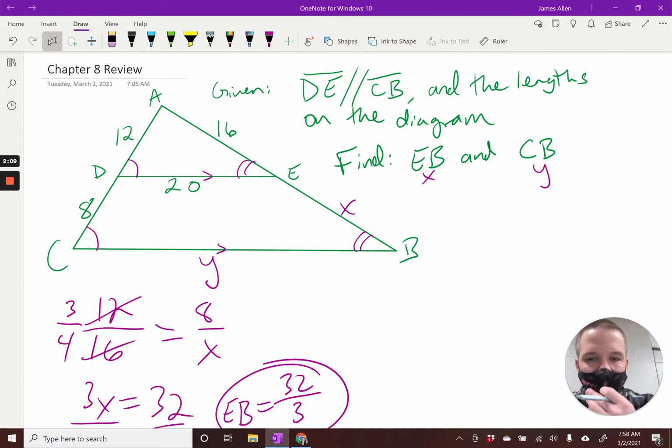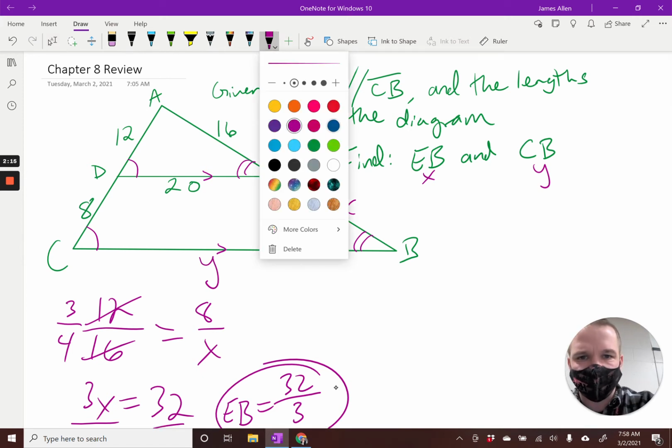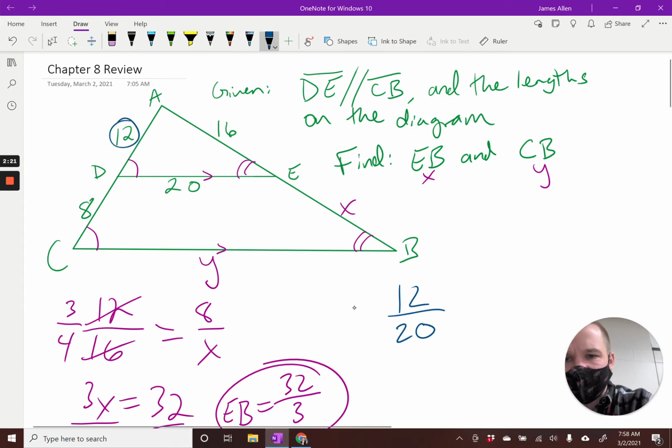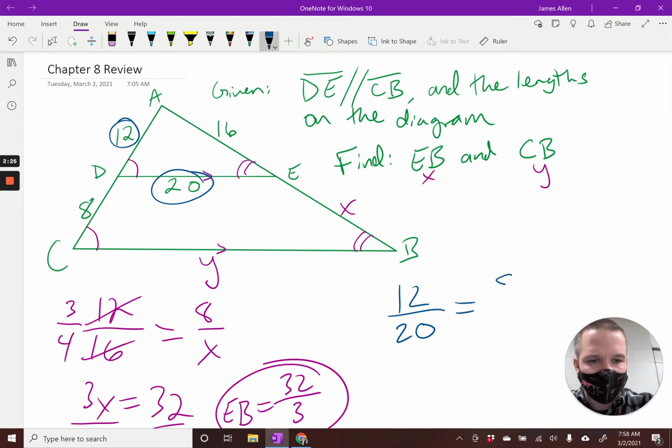Next, let's solve for y. Now, a common mistake with this one is something like this. Let's say we'll do 12, and I'll change colors here. We'll do 12 over 20. So I'm comparing this side to that one. And then what people will do is they'll do 8 over y. But here's the issue. You're only taking a portion of the side of that larger triangle.